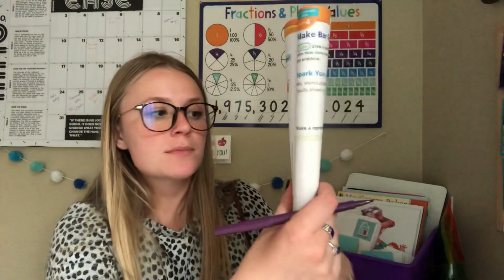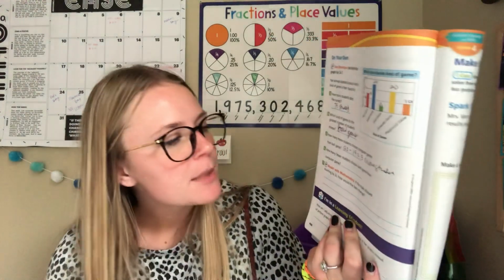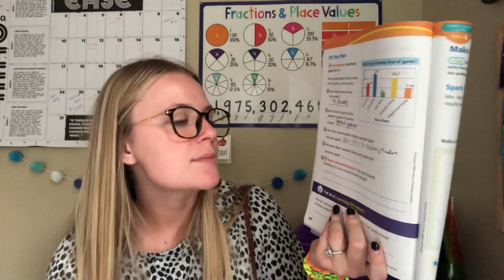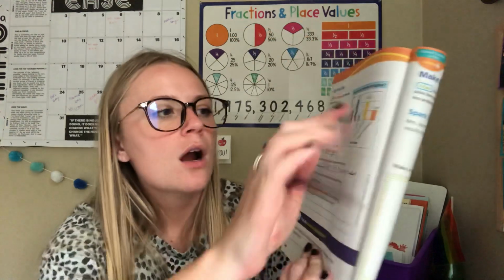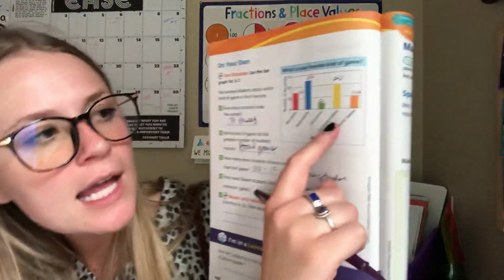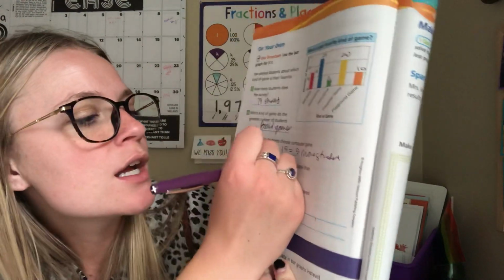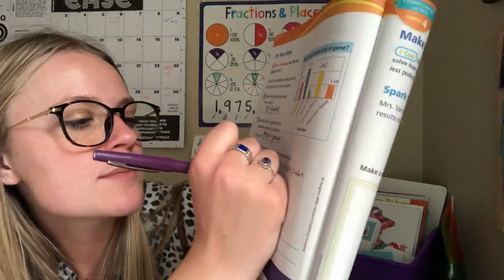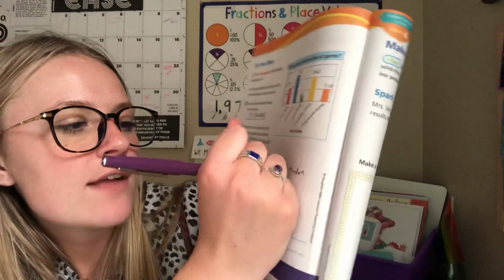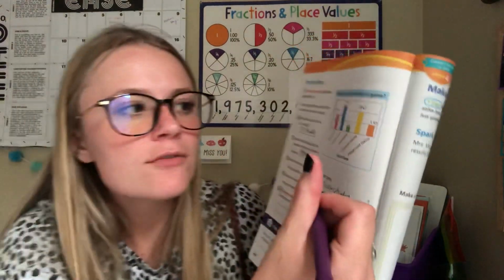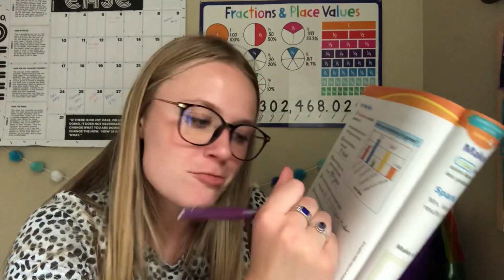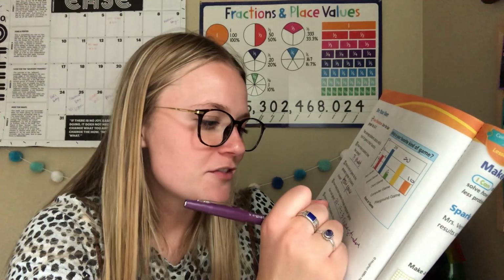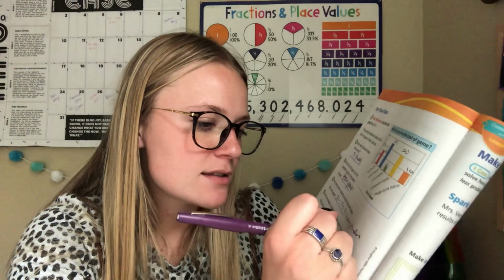Number 6 says, how many fewer students choose card games than computer games? So card games and computer games, again, computer game is greater. So we do 20 minus the 5 votes for card games. 20 minus 5 equals 15. I love card games. There was only 5 votes. 15 fewer students.